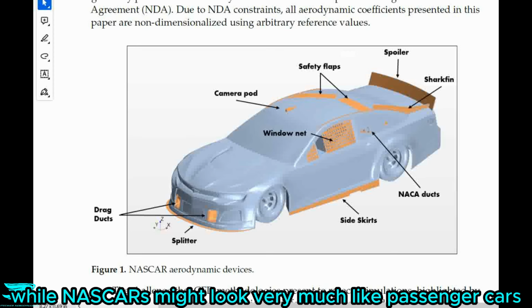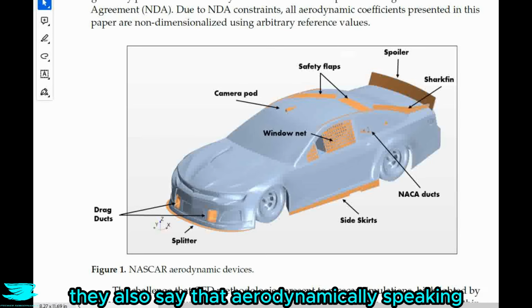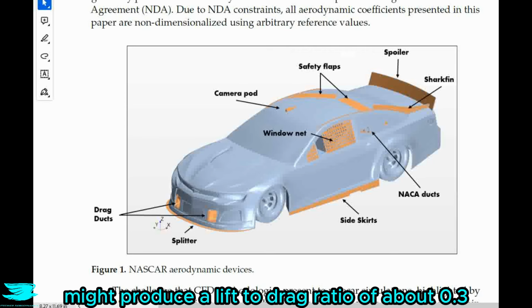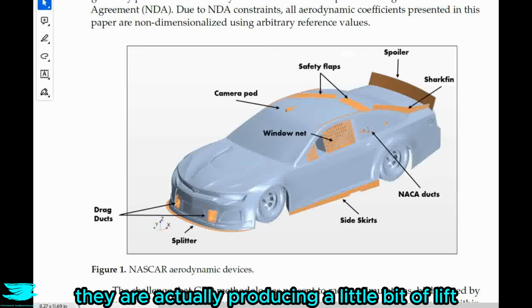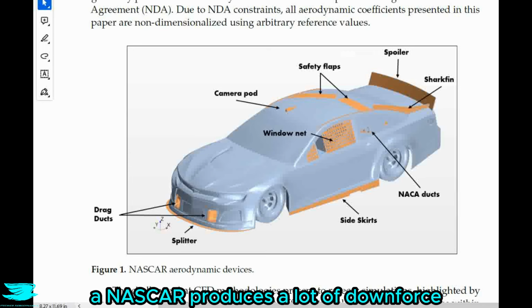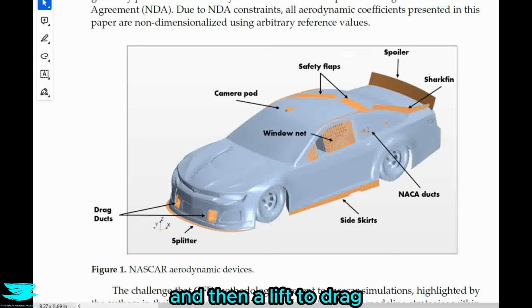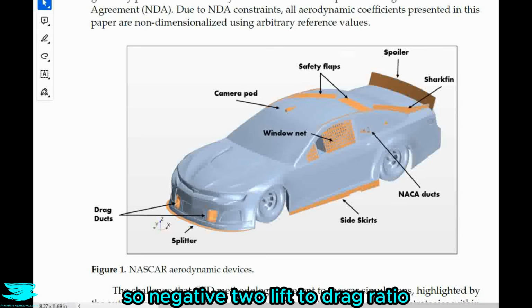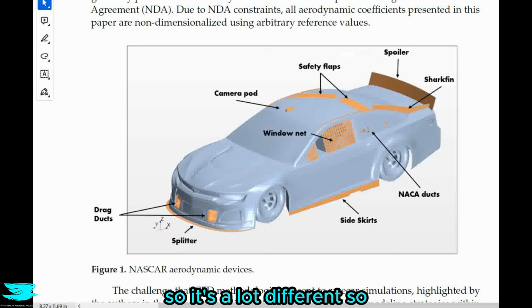So while NASCARs might look very much like passenger cars, the authors say that, aerodynamically speaking, they are very different. For example, a typical passenger car might produce a lift-to-drag ratio of about 0.3. So yes, they are actually producing a little bit of lift and not downforce. On the other hand, a NASCAR produces a lot of downforce, with a downforce to drag ratio of around 2 or more. So -2 lift to drag ratio. So it's a lot different.